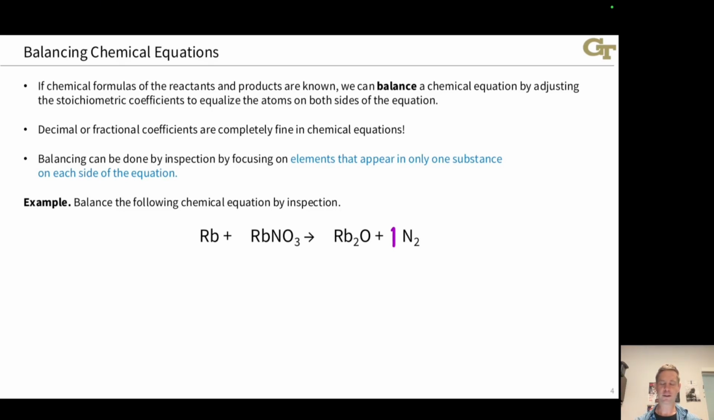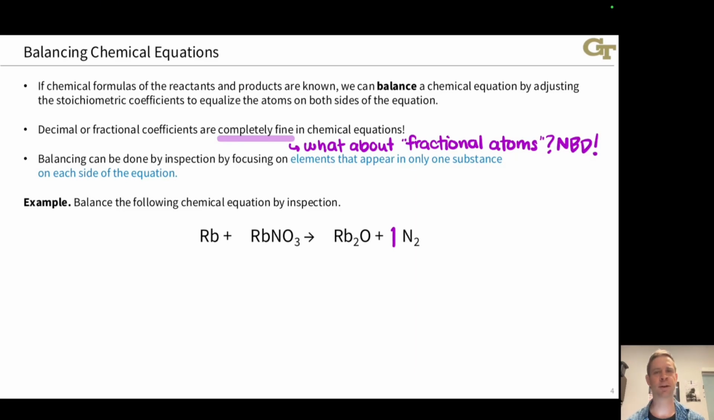A concern with this might be about the molecular scale or the single molecule level. How can we have a fractional number of atoms at the single molecule level? And of course, we can't, but this is still actually no big deal because we can always scale up these decimal or fractional coefficients to a set of whole number stoichiometric coefficients. And if we need to think about the molecular level in terms of whole numbers of molecules reacting, we'll need to do this, but it's always a solution to our problems.